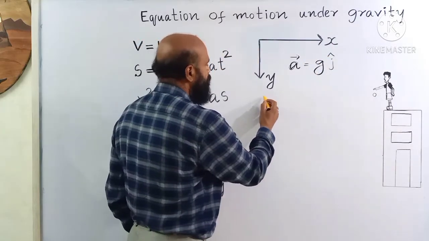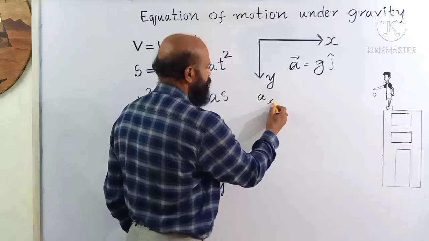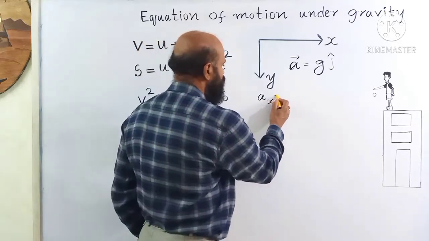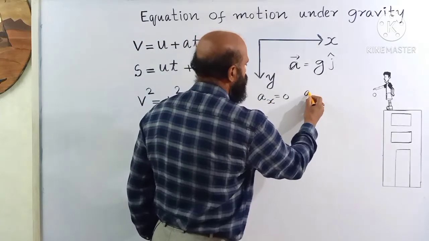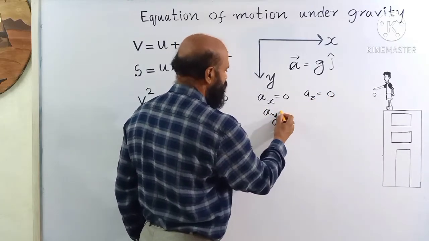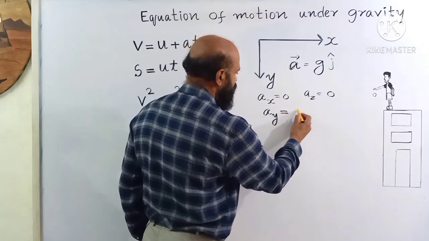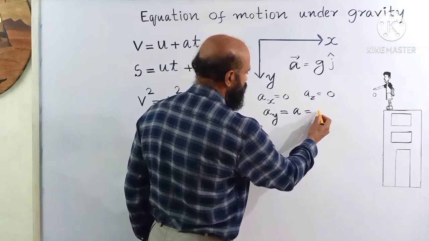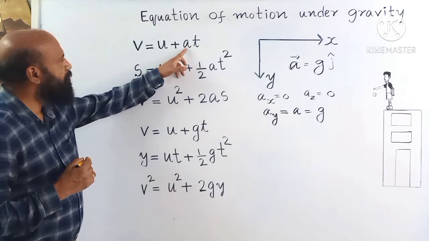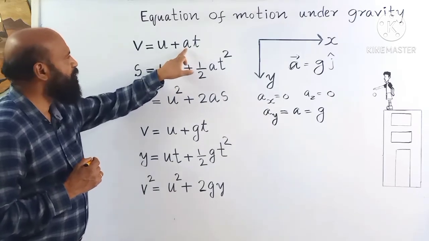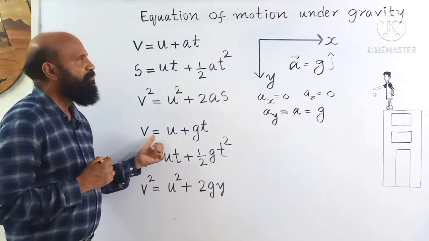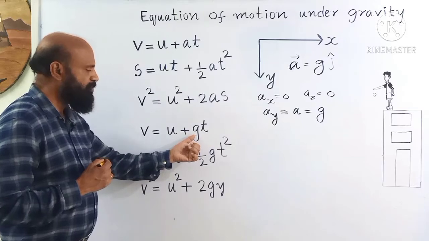Then ax, acceleration along the x-axis is 0, along z is 0, then ay is taken as a, that is g, acceleration due to gravity. So in this relation, instead of a, you can write g. So this is the equation of motion under gravity, where g is the acceleration due to gravity.